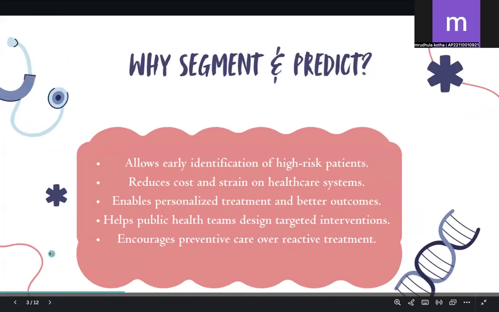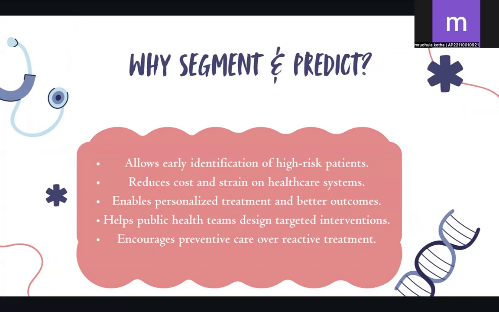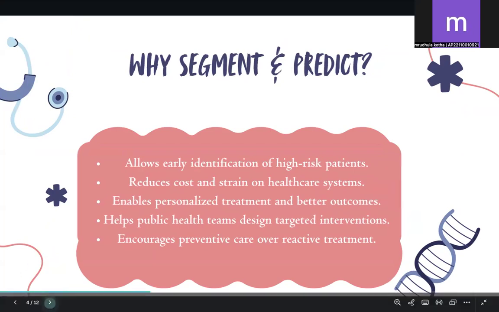Why segment and predict? Why is this important? Early detection saves lives by identifying high risk patients early. We can intervene sooner. It also helps hospitals and doctors focus resources better. Instead of treating everyone the same way, we can personalize care. This is not just good for patients, it also reduces costs, prevents hospital overload, and supports better public health decisions.